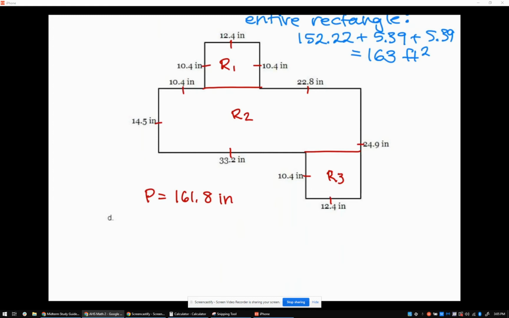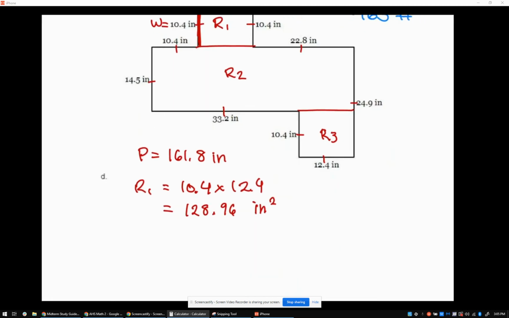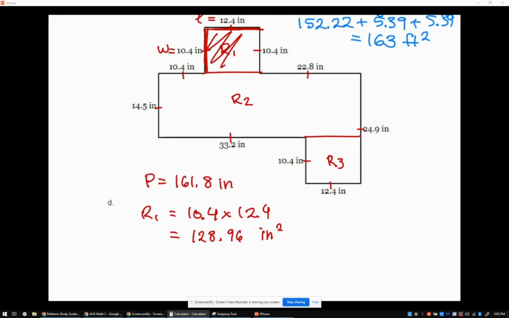Okay, so for rectangle 1, we have a width right here. This section is 10.4 inches long. We also actually know our length. That is 12.4 inches long. So rectangle 1 is pretty simple, 10.4 times 12.4, which is 128.96, and that's inches squared. So that's this section right here.